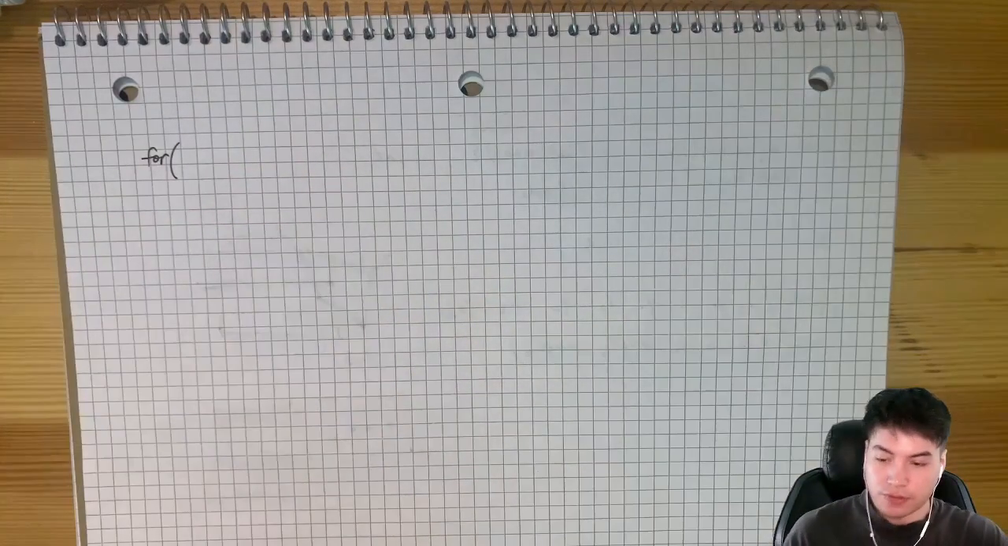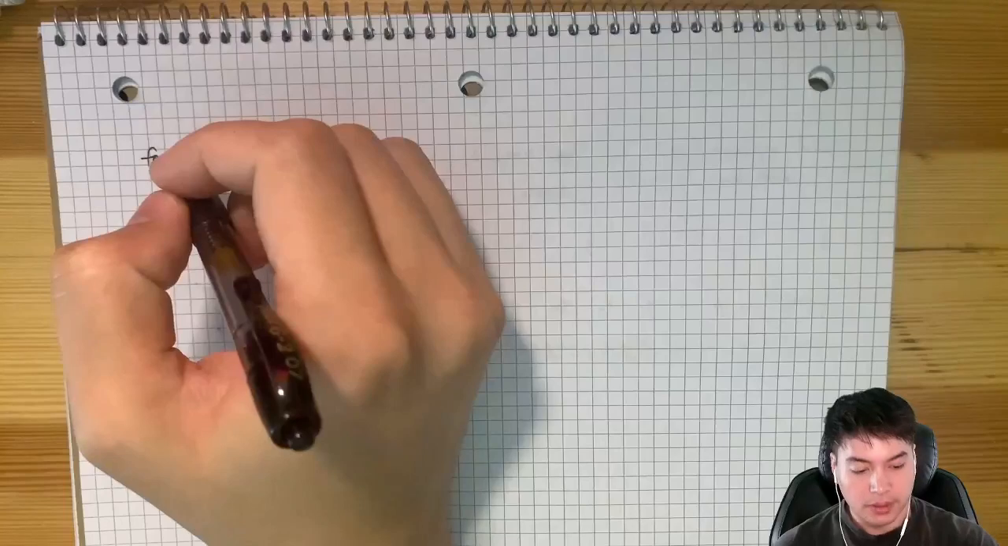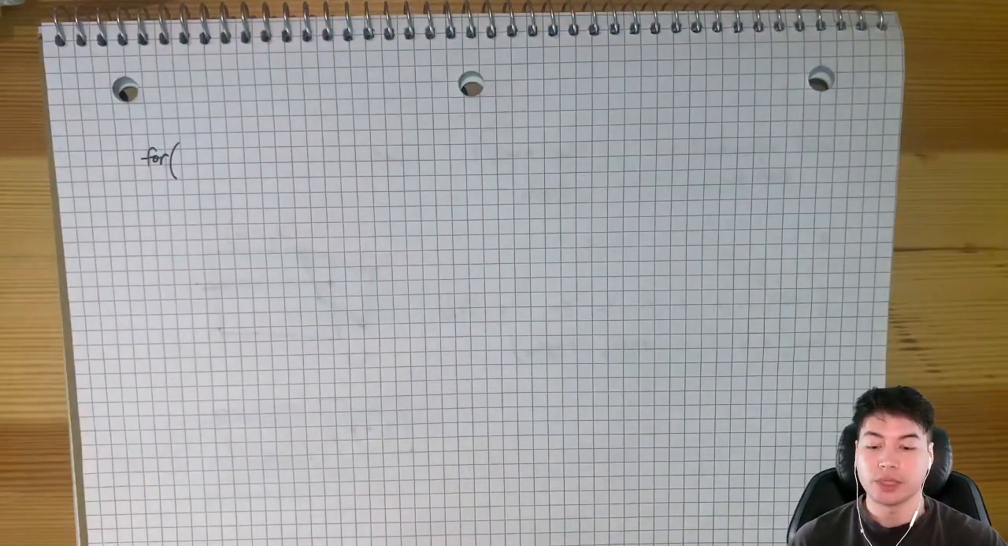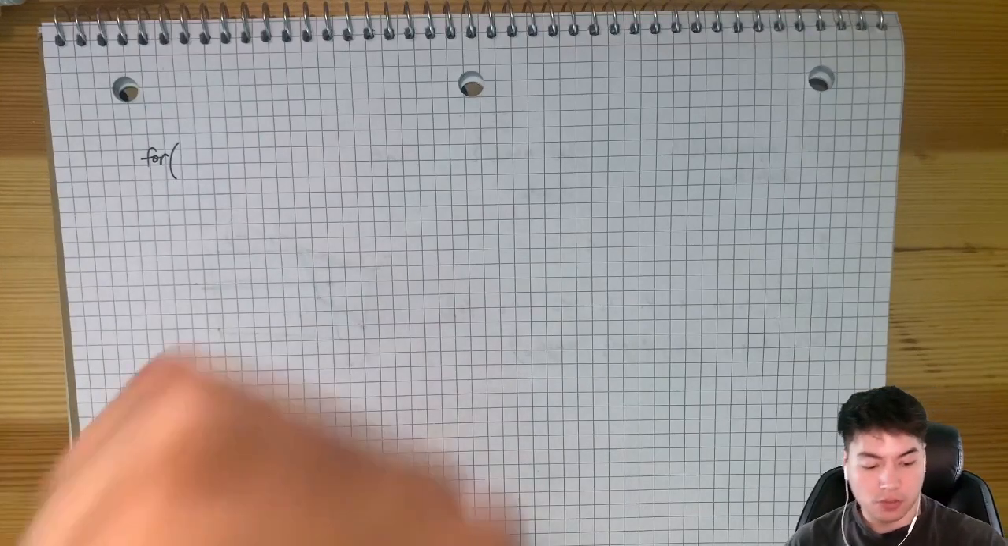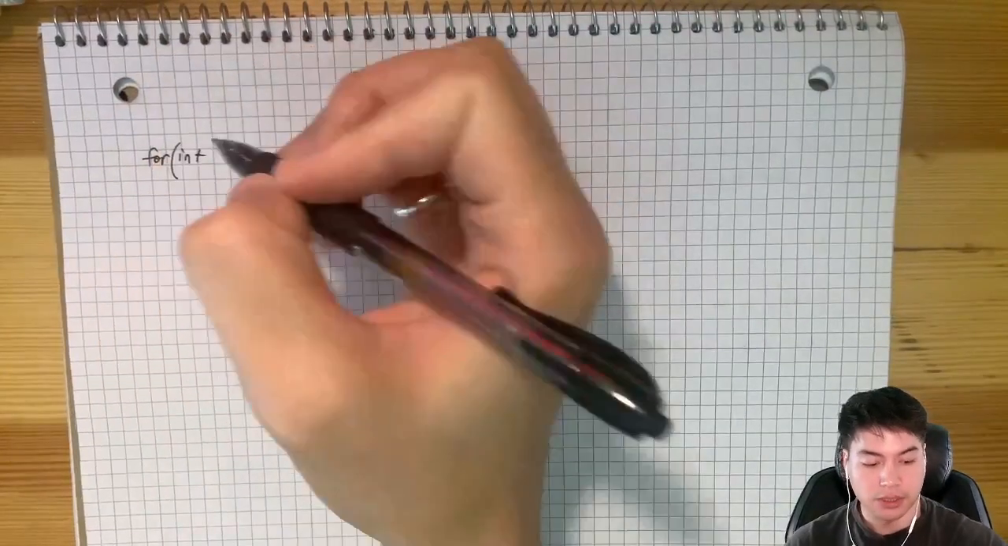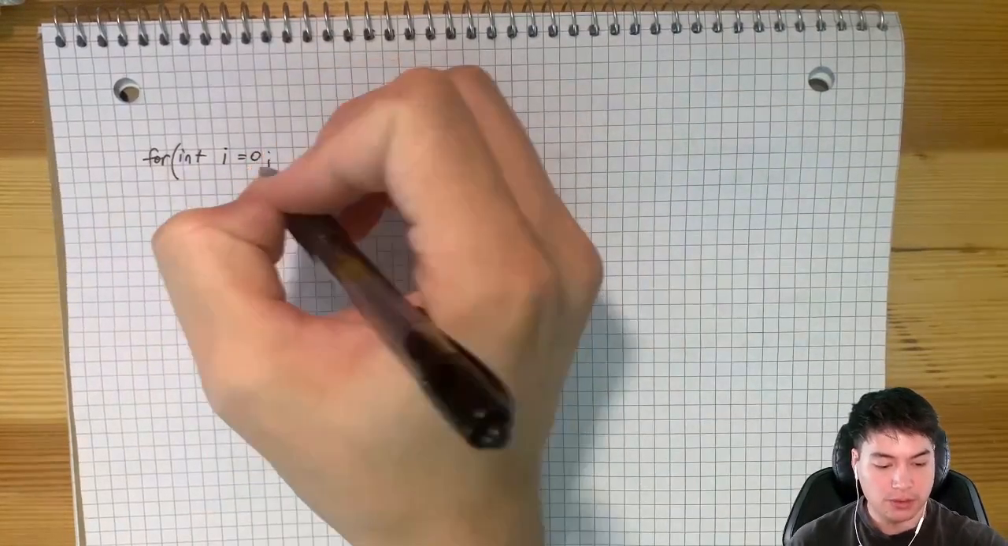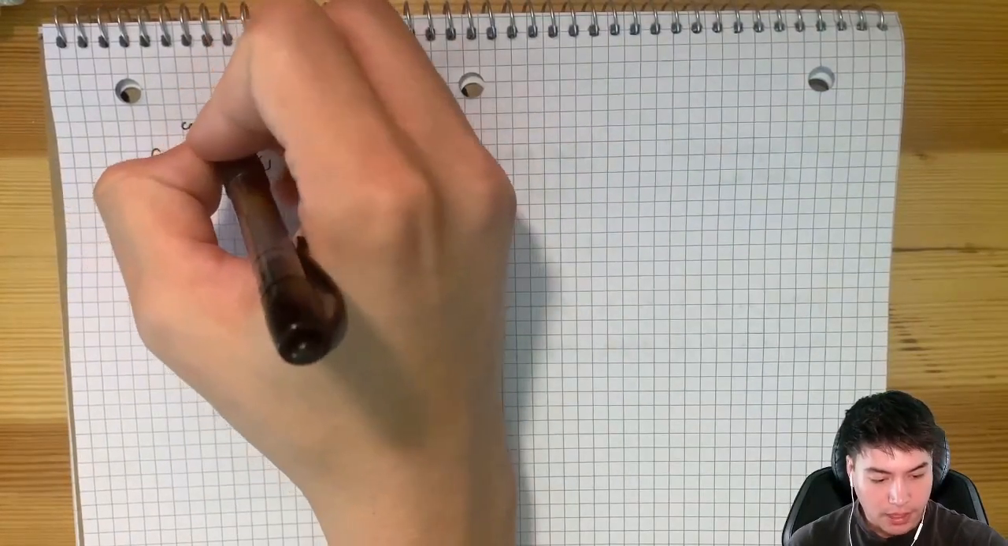So the syntax for a for loop is going to be for, right? And then you need to have some kind of counter, like how many times have we repeated an action. In this case, we're going to just start with using an integer, and we'll name it i, and we'll set it equal to 0, right? So this is our counter.